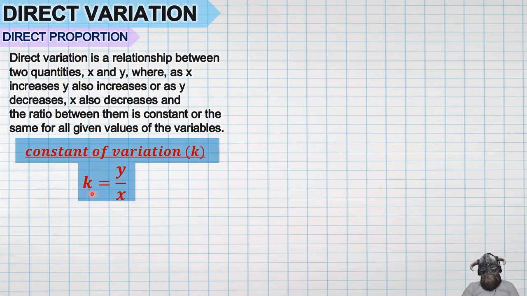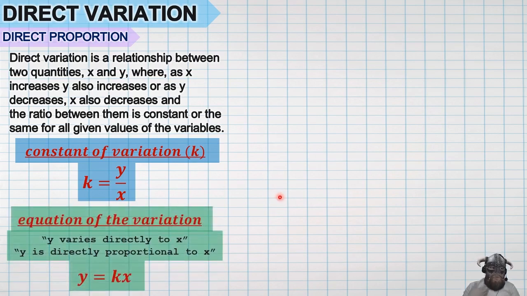So we have here the equation for us to solve given that our x and y are the two quantities. We can solve for the constant of variation by k is equal to y over x. And we can also translate an equation of variation coming from a statement. So this is the mathematical equation that is interpreted by y varies directly to x, or sometimes y is directly proportional to x. So we interpret it as y is equal to kx.